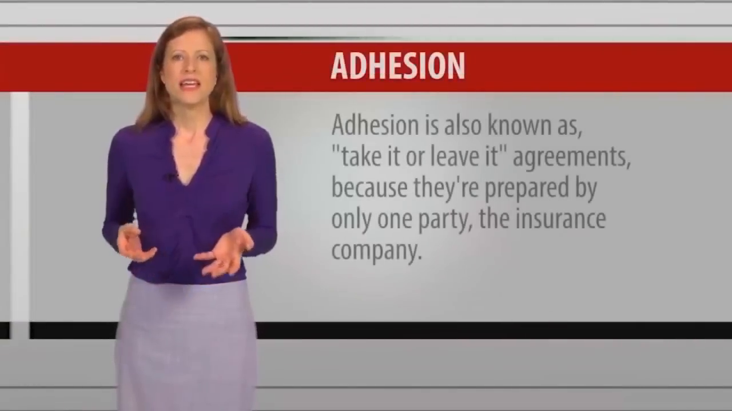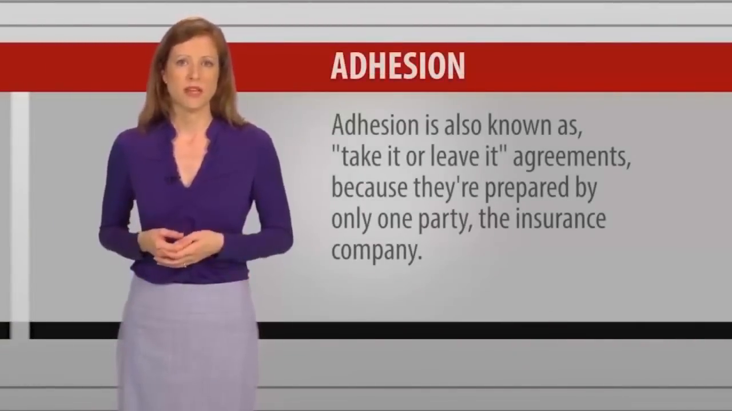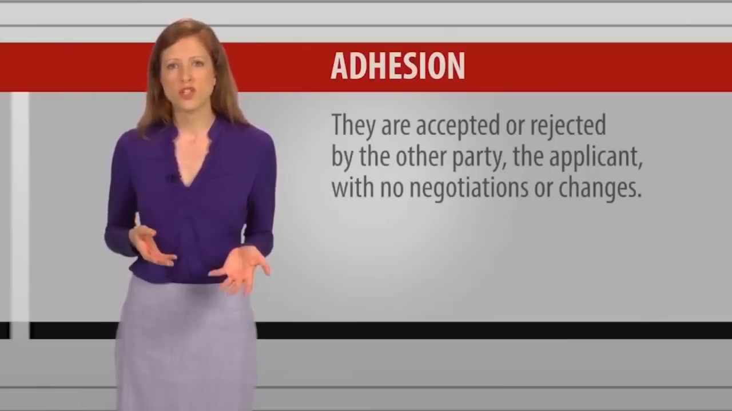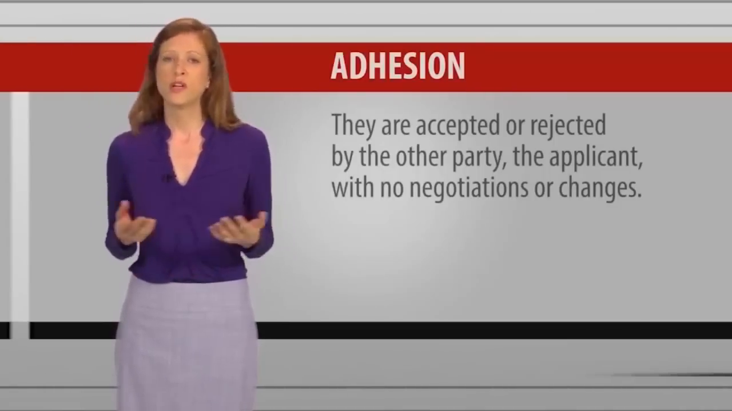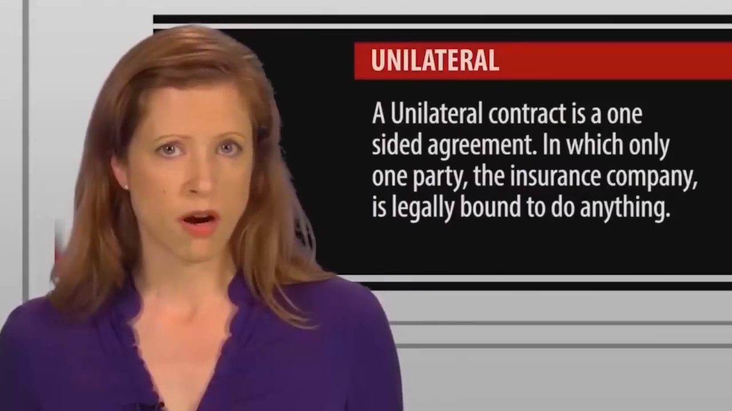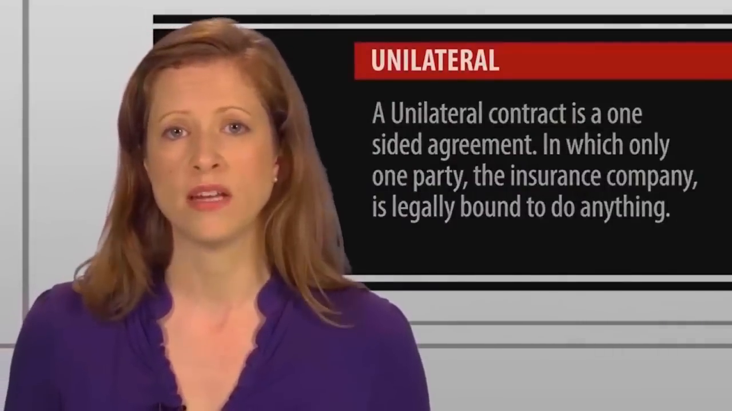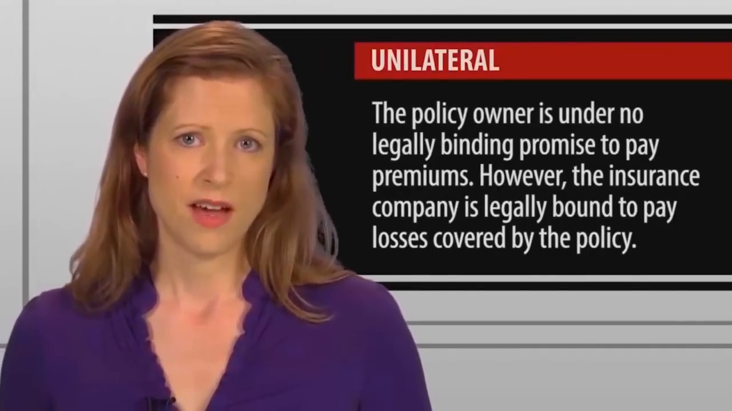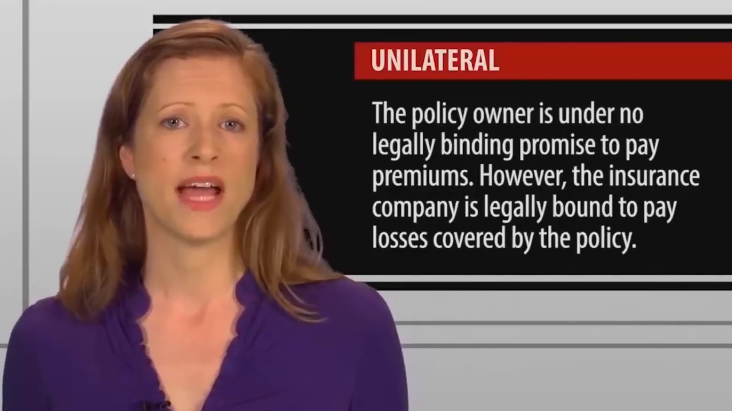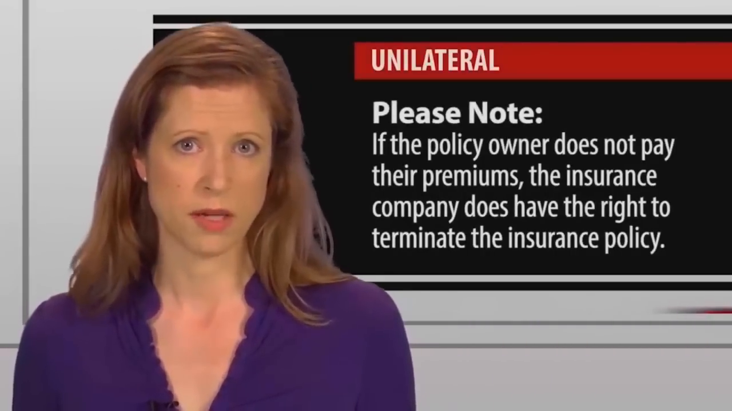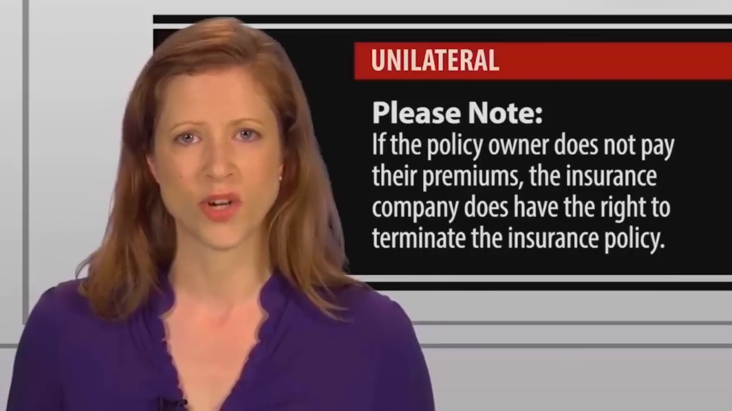Adhesion. Adhesion is also known as take it or leave it agreements because they're prepared by only one party, the insurance company. They are accepted or rejected by the other party, the applicant, with no negotiations or changes. Unilateral. A unilateral contract is a one-sided agreement in which only one party, the insurance company, is legally bound to do anything. The policy owner is under no legally binding promise to pay premiums. However, the insurance company is legally bound to pay losses covered by the policy. Please note, if the policy owner does not pay their premiums, the insurance company does have the right to terminate the insurance policy.